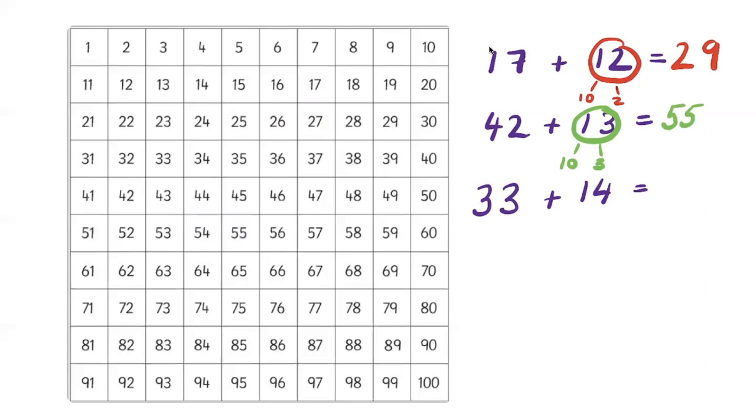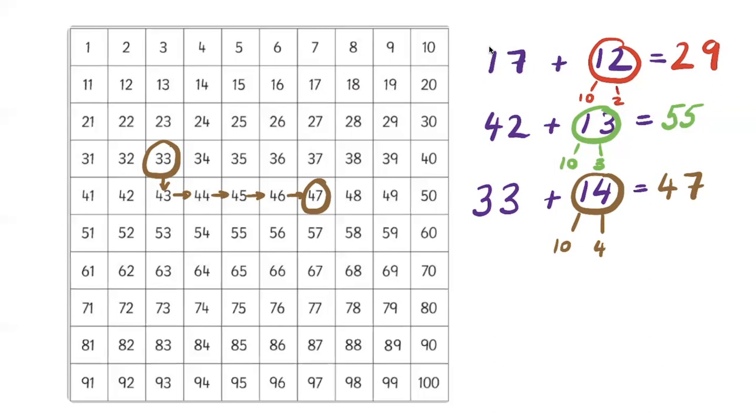And our last question. 33 add 14. Well, 14 is a 10 and 4 units. We find 33. We go down 10. Then we're going to go across 4 units. 1, 2, 3, and 4. We get to here. We get to 47, and that is the answer to 33 add 14.